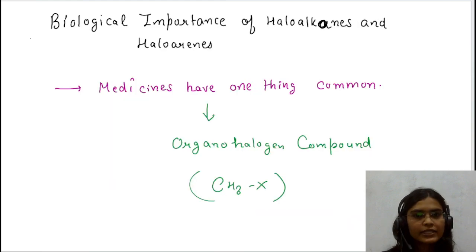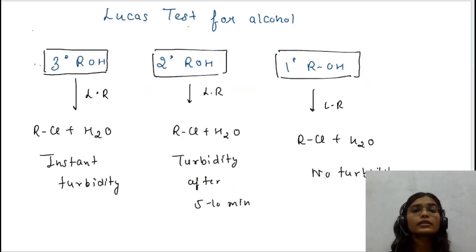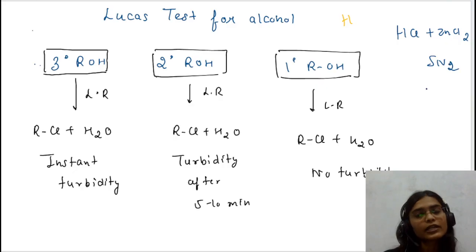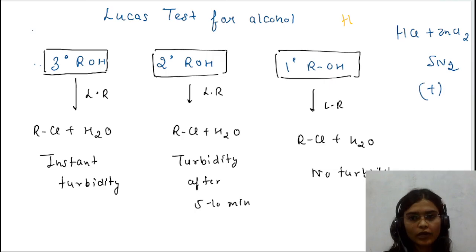Okay. So then we were discussing the biological importance, and the last topic which we covered there is the Lucas reagent. What is the Lucas reagent? This is HCl. If you have HCl in the presence of ZnCl2, we have to follow the SN1 mechanism, which means formation of carbocation takes place. Okay, so this part we already covered.